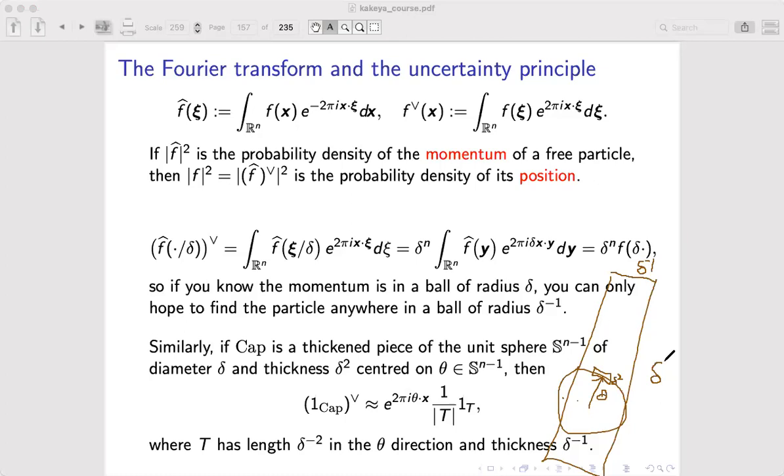So if you have lots of different caps like that on the frequency side, then you've got lots of different tubes like this on the spatial side. Now, you can just rescale these tubes by delta to the minus two, and then you can scale that back down so that this is length one, and then this becomes thickness delta. So they're the same tubes as before, just scaled.